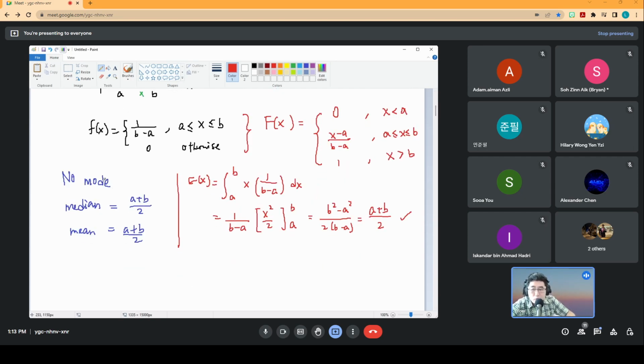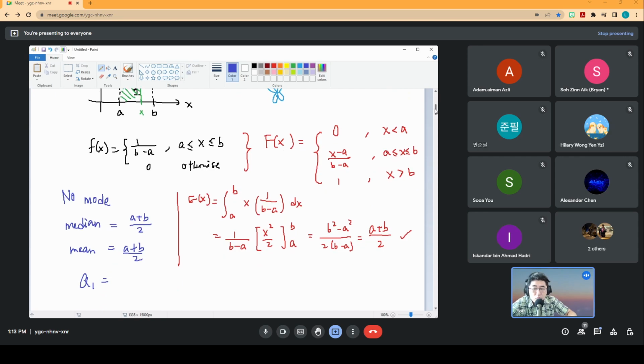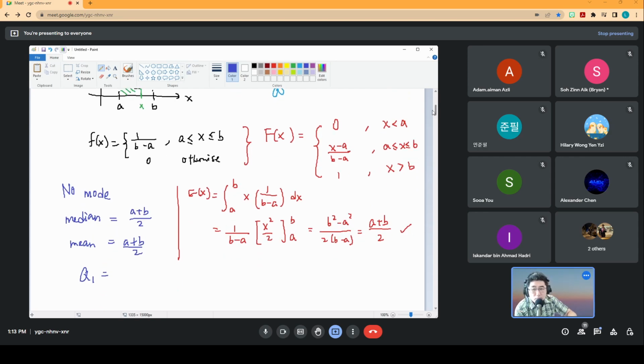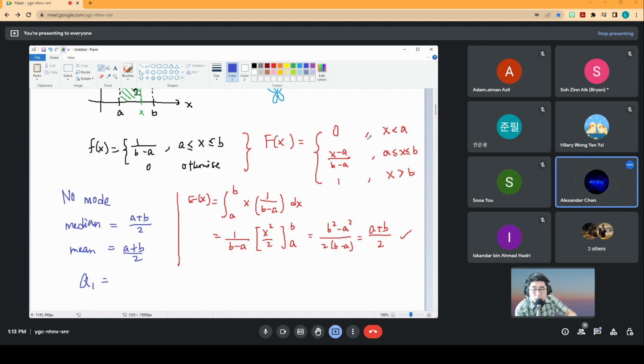Okay, so we have the mean, median, mode. So how do we identify Q1? Also very easy. A plus b over 4? Not very good. Oh, wait. A plus b minus a over 4. Wait, no, that's wrong.